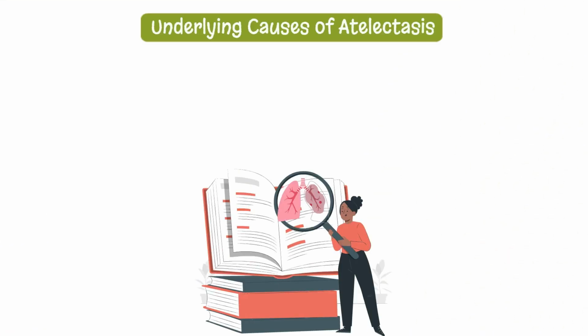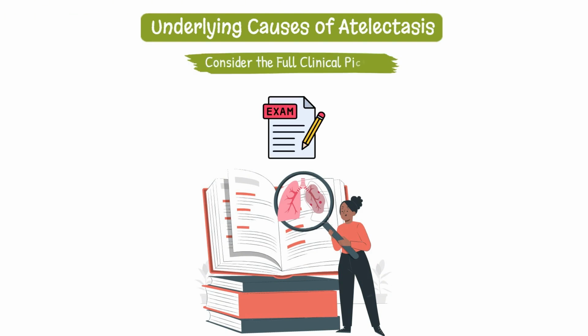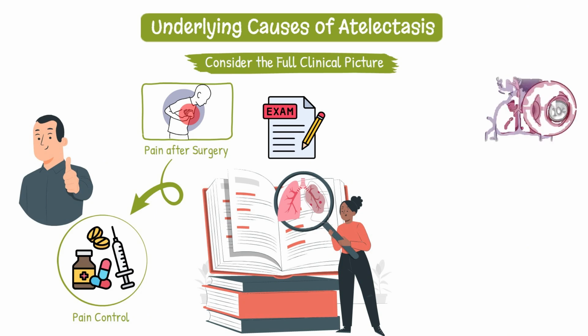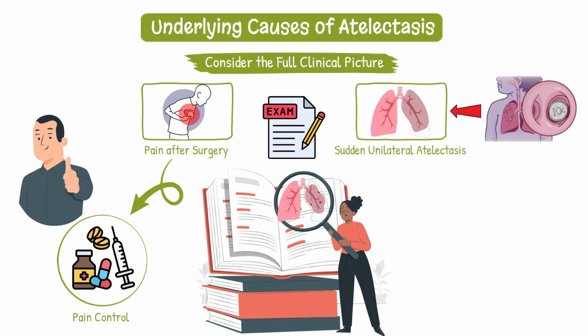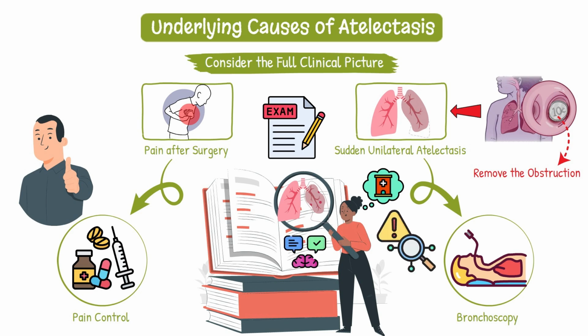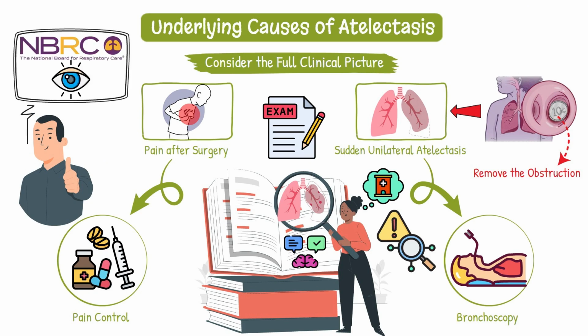Simply addressing the collapse isn't enough. The exam will challenge you to consider the full clinical picture. If the cause is pain after surgery, recommending better pain control is a valid and often necessary step. If the patient has aspirated a foreign body leading to sudden unilateral atelectasis, bronchoscopy might be required to remove the obstruction. This level of clinical thinking, where you not only identify the problem but understand and resolve its root cause, is exactly what the MBRC wants to see.